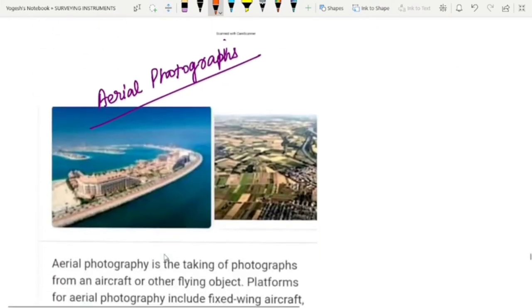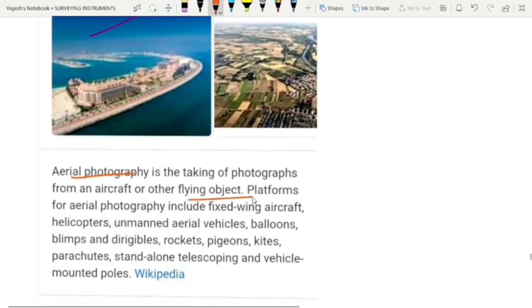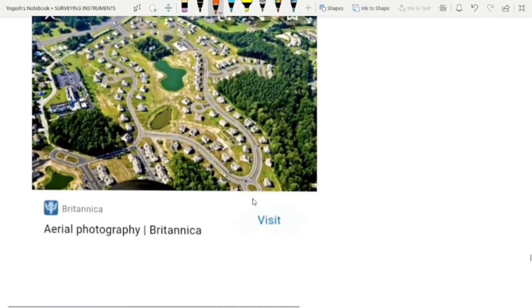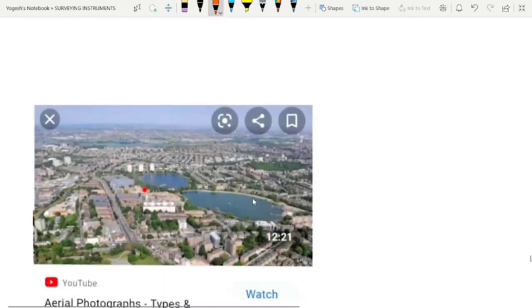Wild tachymeters. These are the aerial photographs taken using aerial photogrammetry, from aircraft or other flying objects, likewise a drone camera. These are various aerial photographs. This is also an aerial photograph.